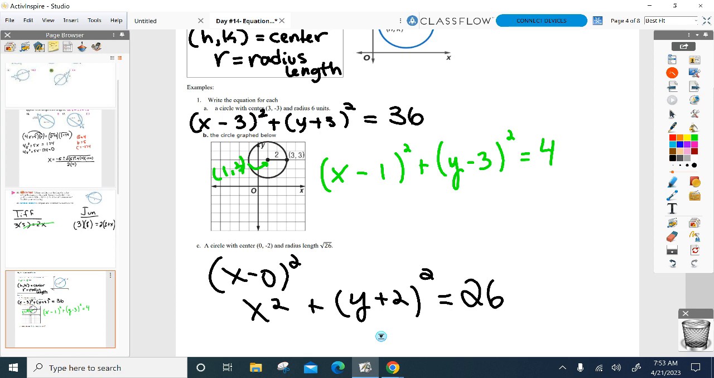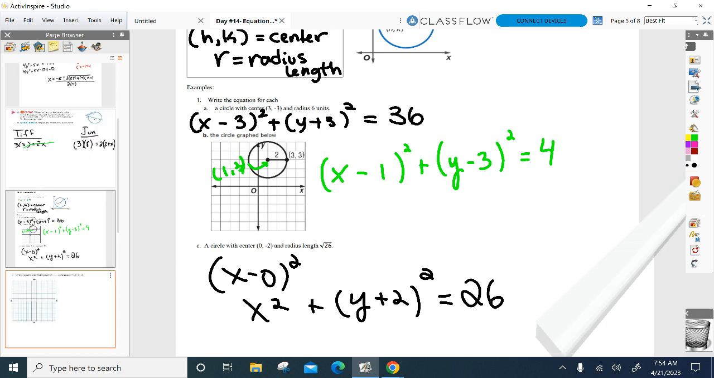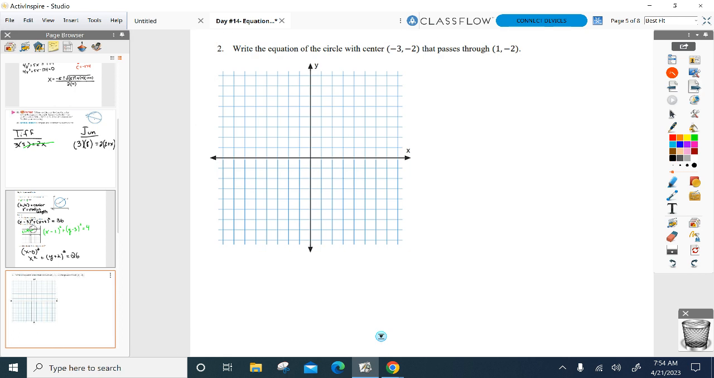We're good? Because I think now a little bit more challenging questions, and I'm going to go in reverse now. All right, I'll give you the equation. You guys pick the center and radius for me. What do we got next? Oh, yeah, here we go.